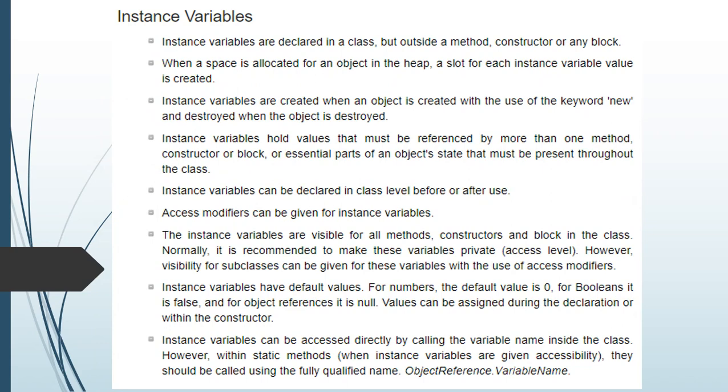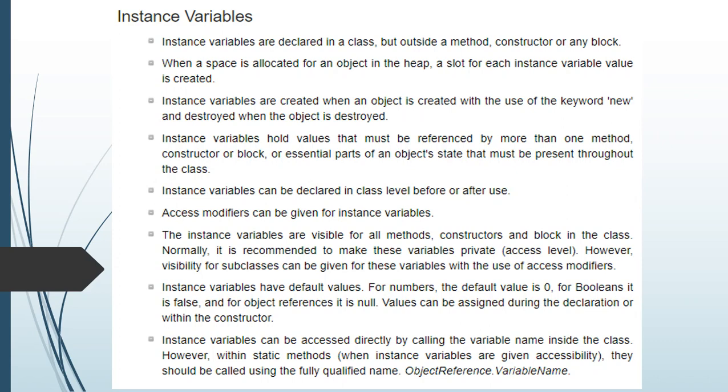Instance variables can be declared in class level before or after use. Access modifiers can be given for instance variables. The instance variables are visible for all methods, constructors, and block in the class. Normally, it is recommended to make these variables private, access level. However, visibility for subclasses can be given for these variables with the use of access modifiers.